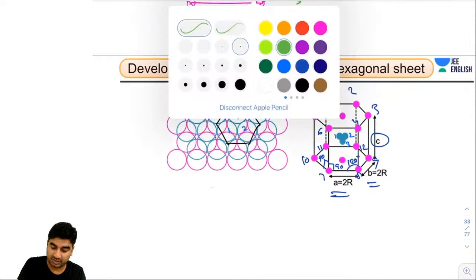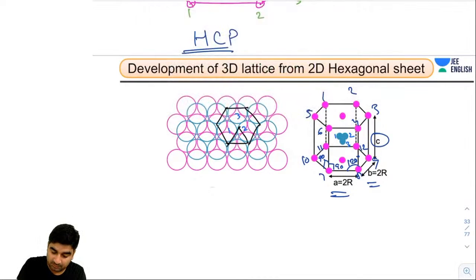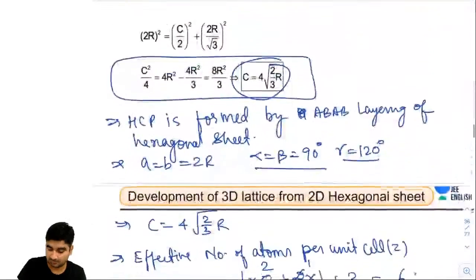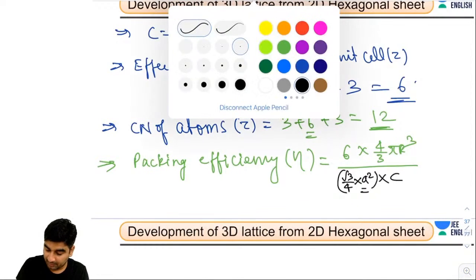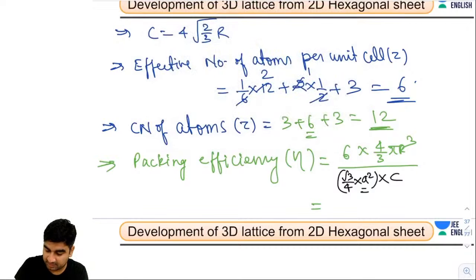So I generally tell you guys, if we connect these two, then I will be getting 6 equilateral triangles. So guys, this is the base. The area of base would be root 3 by 4 a square into C. And now this a is equal to 2r. You know it. This a is equal to 2r, guys.